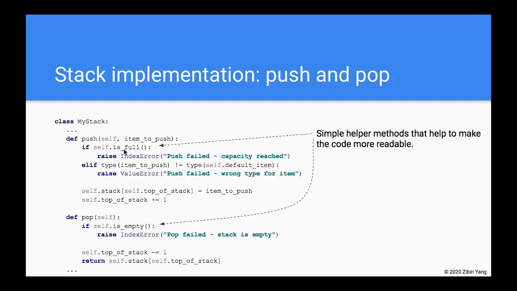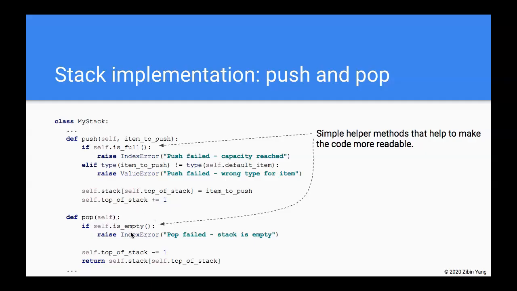We want to make sure that if it is full, then we say, hey, it's full, we can't do another push. And then we also check the type of item to push, make sure it is the same as the default item. And if it's not, then we also tell the caller something's wrong. Okay, and then we basically do what we said we were going to do. We put the item where top of the stack is, and we increment top of stack.